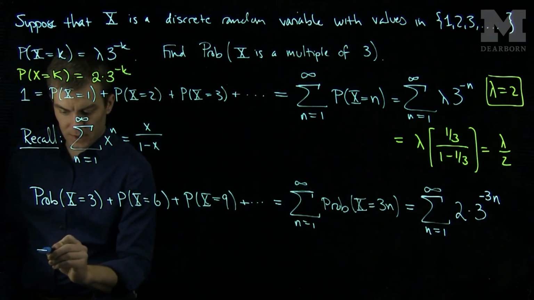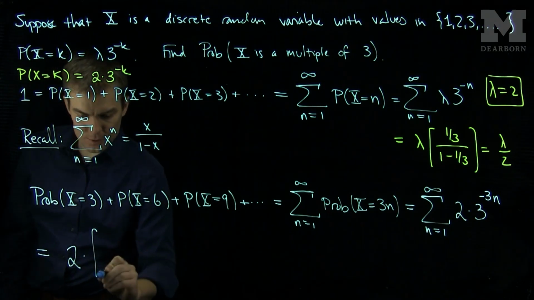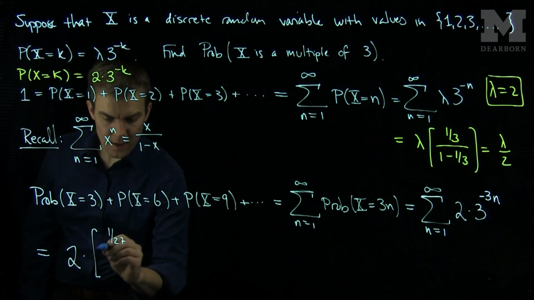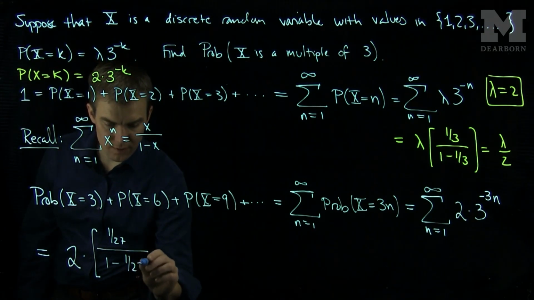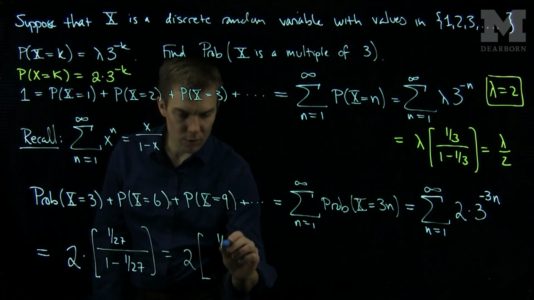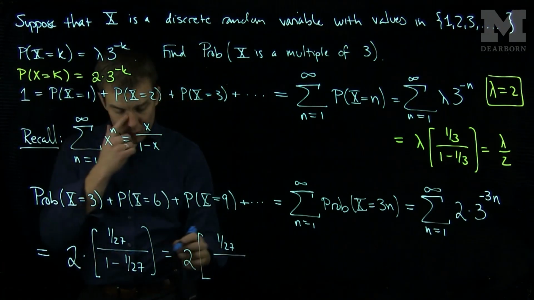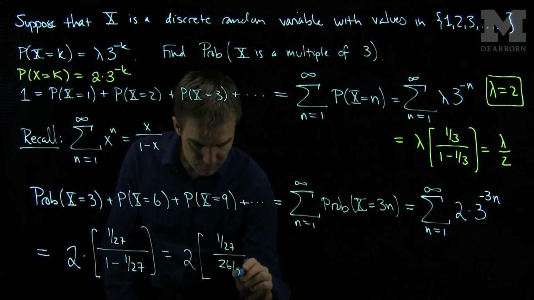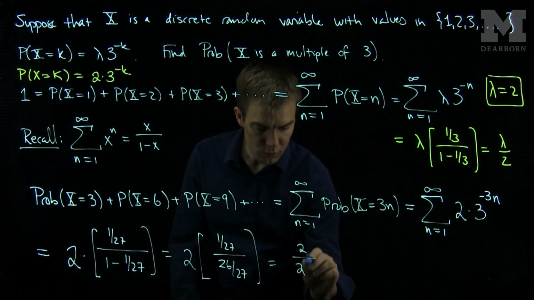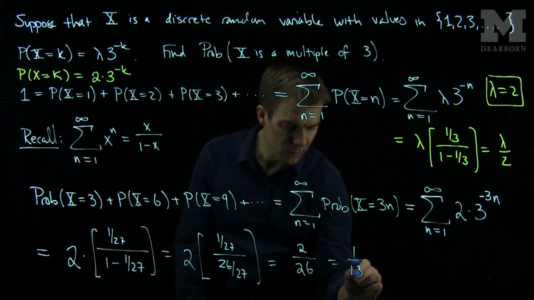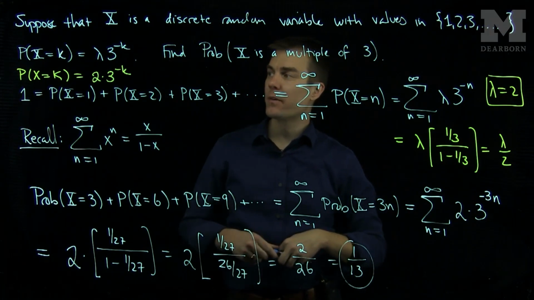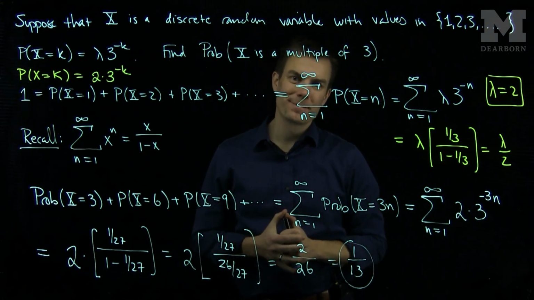So now with this formula we can say that this will be equal to 2 times, common ratio is 1 over 27, so I'll have a 1 over 27 on top. And then I'll have a 1 minus 1 over 27 in the denominator. So this will be 2, and then 1 over 27, and the bottom will be 26 over 27. So this will be 2 over 26, which is 1 over 13. So 1 over 13 is the probability that this discrete random variable is a multiple of 3. Thank you very much.